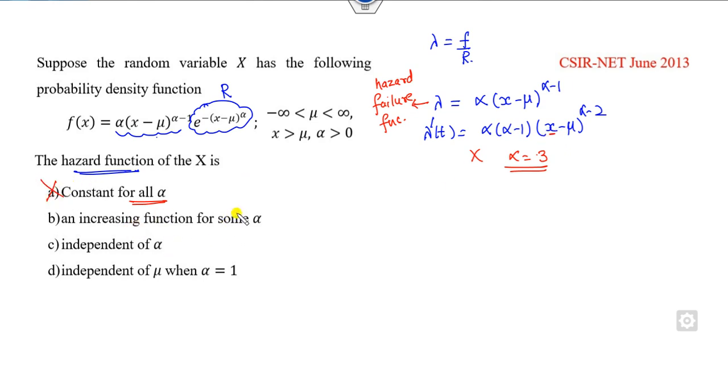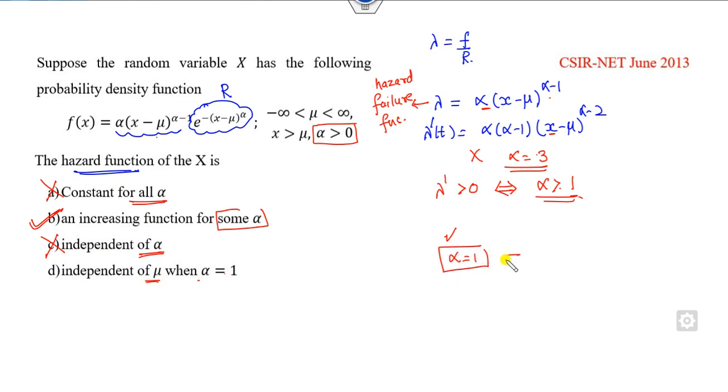It is an increasing function for some alpha. So when is it greater than 0? It is greater than 0 if and only if alpha is greater than 1. And since alpha is greater than 0, it means yes, it is an increasing function for some alpha. Is it independent of alpha? No. Why? Because it is not independent of alpha, it is dependent upon the alpha. Cancel out.